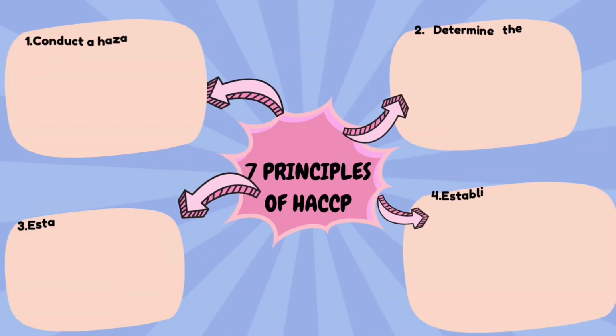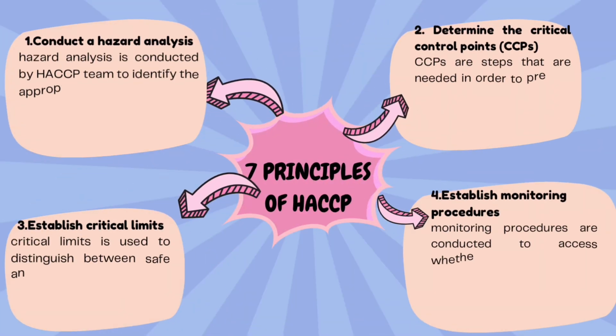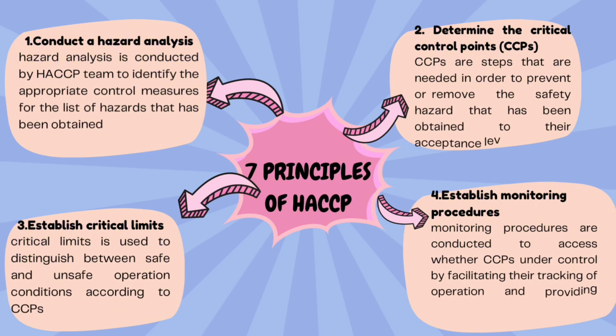Next, I will share with you guys about the key components, or the 7 principles, of the HACCP system. The first one is conduct hazard analysis. Hazard analysis is conducted by the HACCP team to identify the appropriate control measures for the list of hazards that has been obtained.